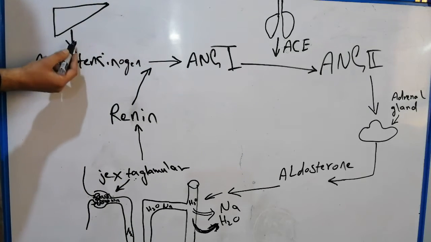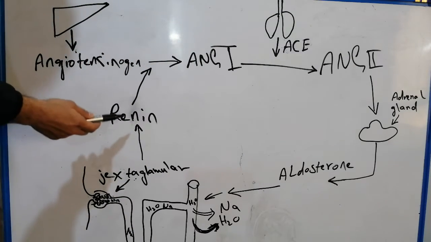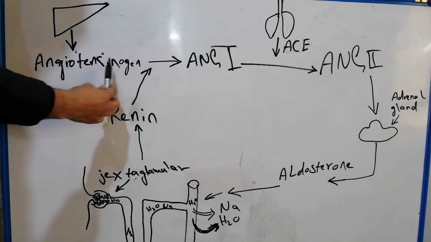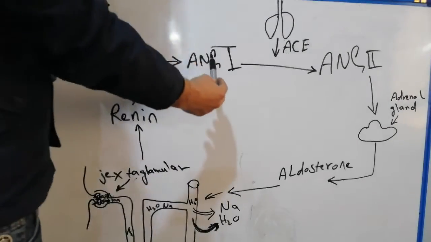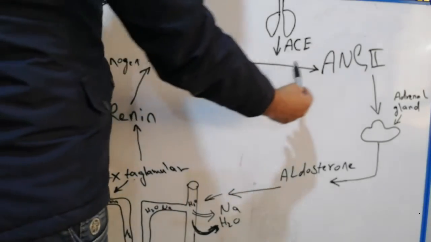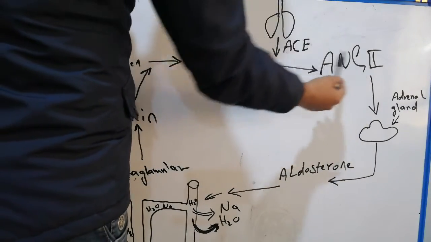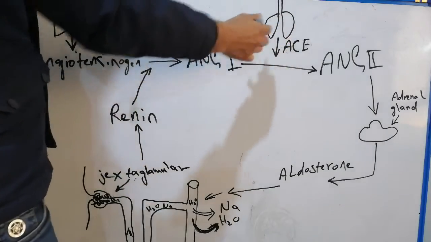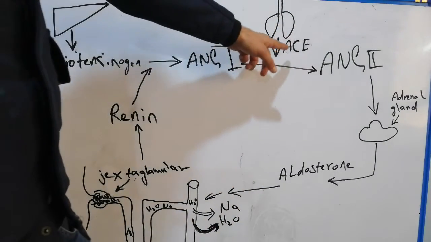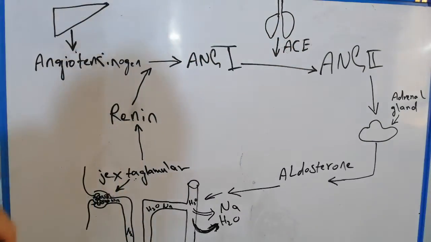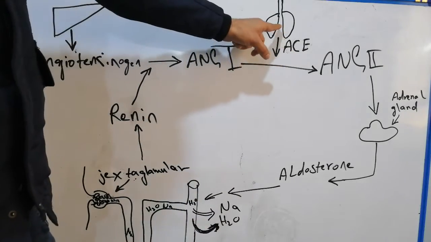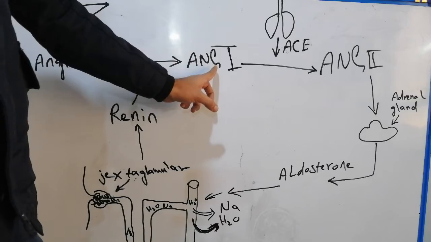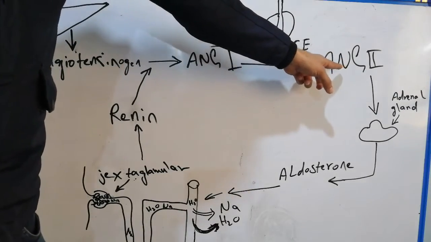Angiotensinogen is produced by the liver. So renin will convert angiotensinogen to angiotensin 1. Then angiotensin 1 is converted to angiotensin 2 by an enzyme produced by the lung. It's called angiotensin converting enzyme. So angiotensin converting enzyme, produced by the lung, converts angiotensin 1 to angiotensin 2.